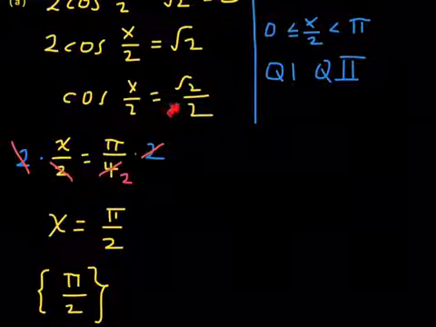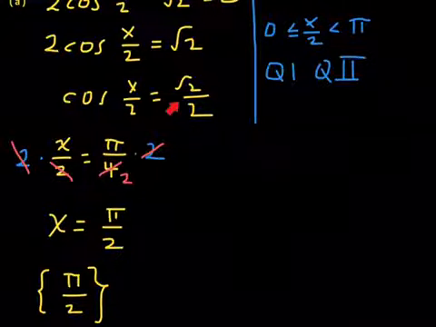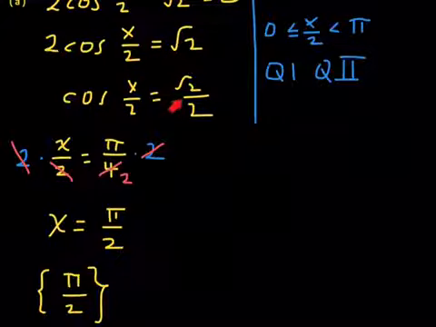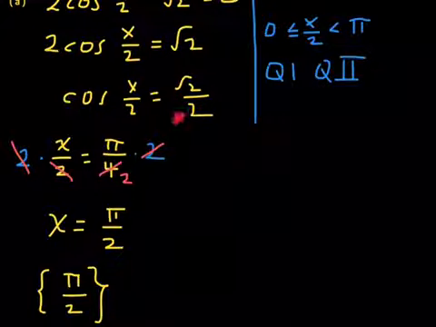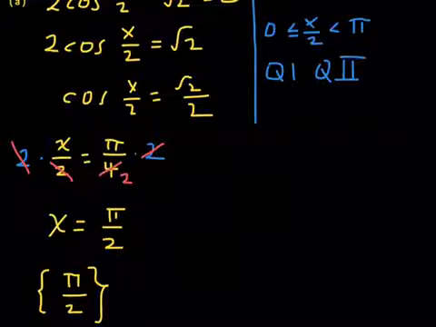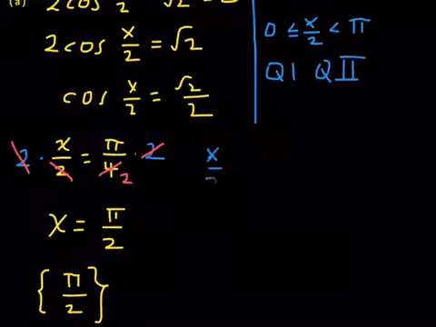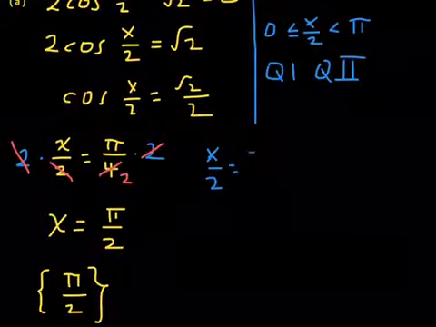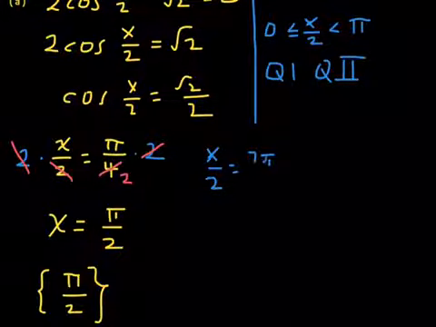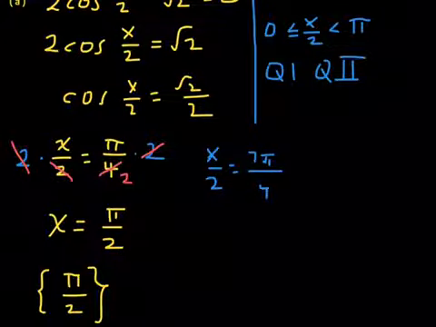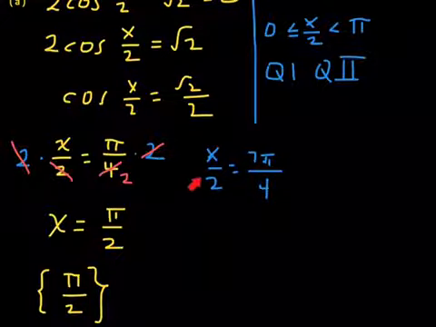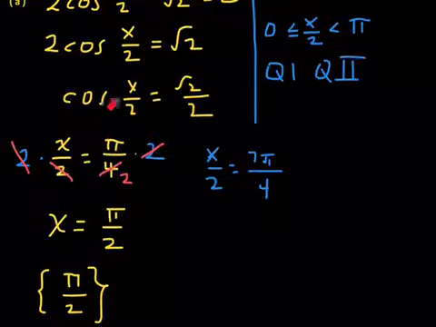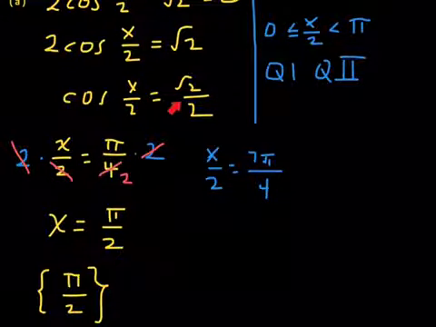Cosine is also positive in quadrant number 4, right? Quadrant 2, you're negative. Quadrant 3, you're negative. But in quadrant 4, you're also positive. So watch this. If we let x over 2 be 7 pi over 4, this will also work, right? If the argument is 7 pi over 4, cosine of 7 pi over 4 is also root 2 over 2. It seems like it works.